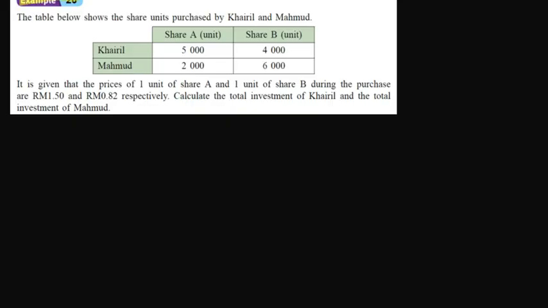Okay, example 20. This question, you are asked to solve it, but you don't see any matrix here. It's only a table. So you have to use matrices to solve this. So we read this one first. The table shows share units purchased by Khairil and Mahmoud. So they have share A and share B in units. This is the units for Khairil, 5,400. Mahmoud 2,000 for share A, and share B is 6,000.